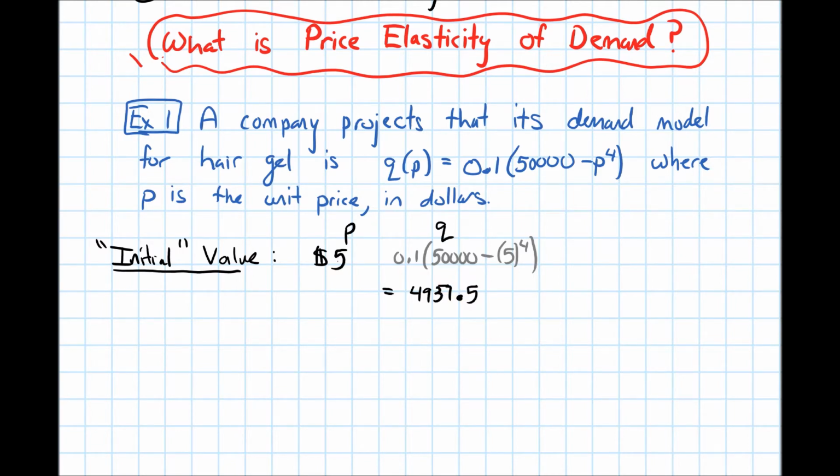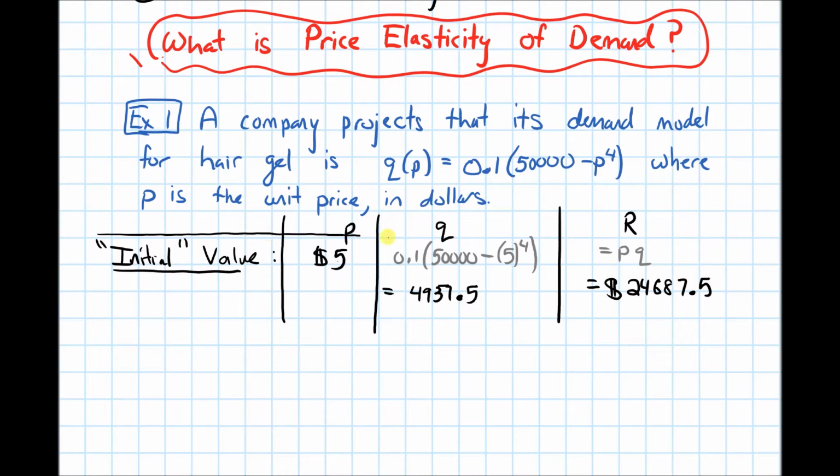Okay, so far we are keeping track of the price, we're keeping track of the demand, and now we could also compute the revenue. So the revenue is what we'd get by multiplying P times Q, the price times the quantity. And if we were to work this out, we end up getting 24,687.5, or we could say that's 50 cents at the end. Okay, so I'm going to start to organize this into a table. So I'll put a horizontal line here.